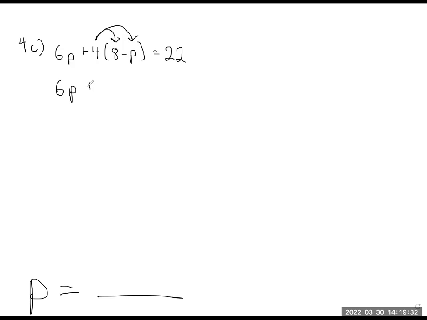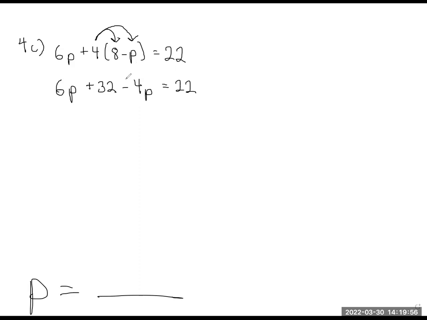So 6p, 4 times 8, 32. 4 times negative p, negative 4p, equals 22. Oh, I sort of recognize this. What can we do now? Go ahead, give it a shot. Sure, we can do that. Do you think that might help?